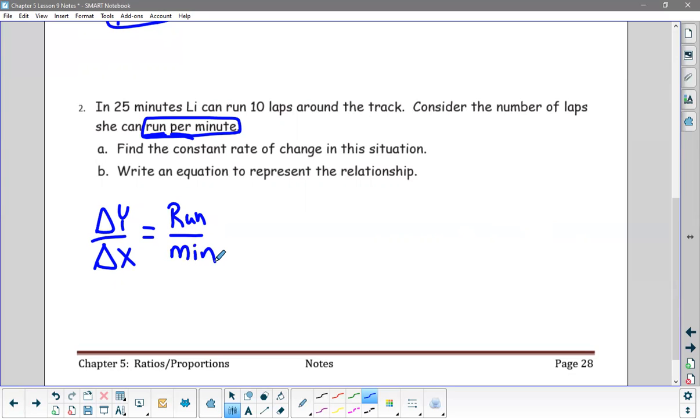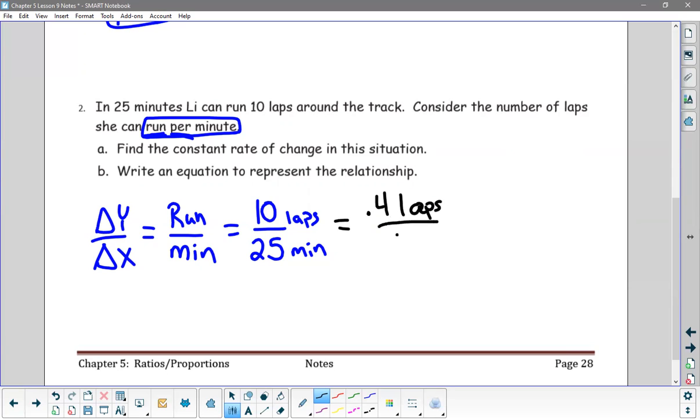So with that, let's put the information in. 25 minutes, so 25 goes on the bottom. Lee can run 10 laps. So laps per minute. Okay. And there's our rate of change. We could reduce this. We've been talking about trying to reduce it down to a unit rate. So if you did 10 divided by 25 in your calculator, it turns out to be 0.4 laps per 1 minute. Right? So Lee doesn't finish a full lap, not even a half a lap, only 0.4 of a lap in a minute. Okay. And there's our rate of change.